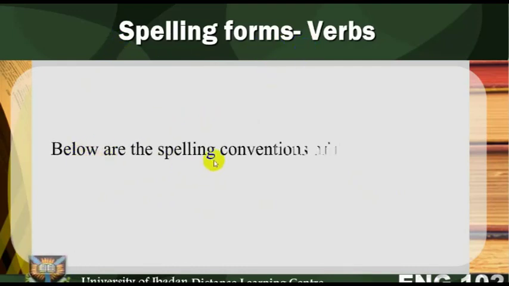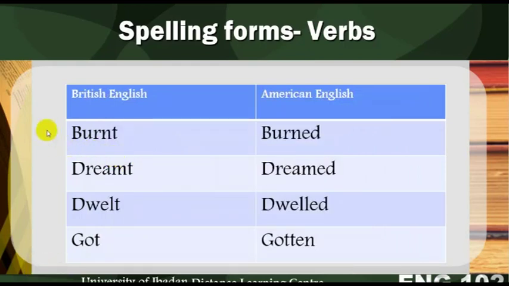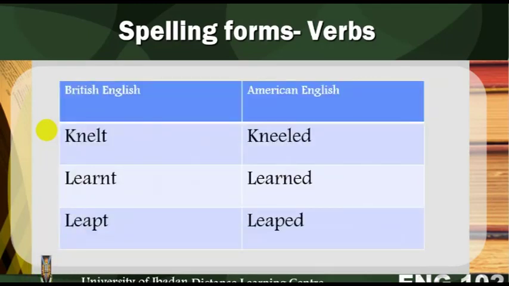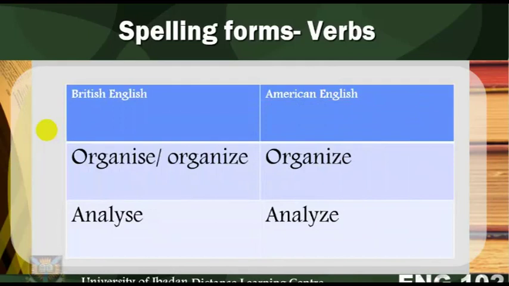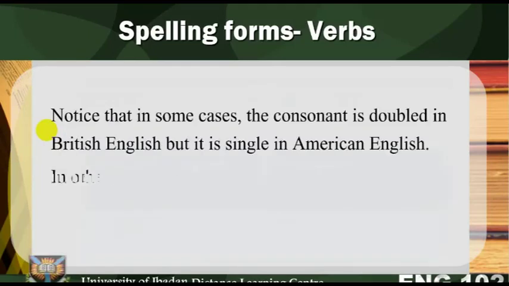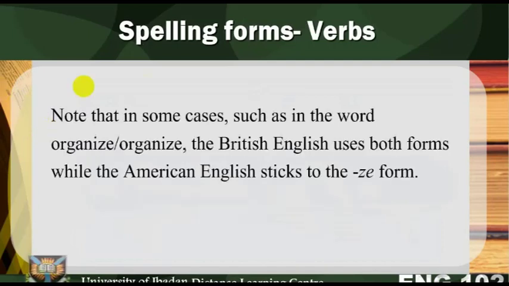Spelling forms. Verbs. Below are the spelling conventions of the past perfect forms of some verbs. Notice that in some cases, the consonant is doubled in British English, but it is single in American English. In others, where the British English uses T, the American English uses ED. Note that in some cases, such as in the word organize, the British English uses both forms, while the American English sticks to the ZE form.